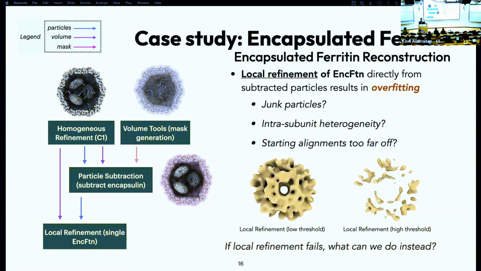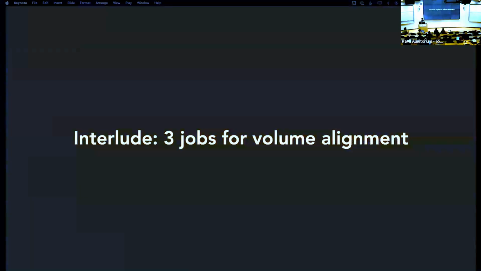Okay, so if local refinement fails and also if homogeneous refinement fails, what can we do instead? Based on what we talked about this morning, there's probably a few ideas you have. Before we answer that question, I thought we could take a brief break for questions, if anyone has any.